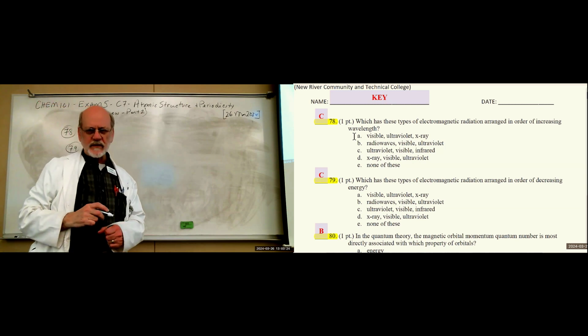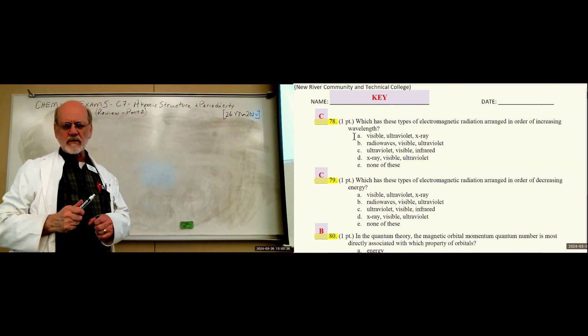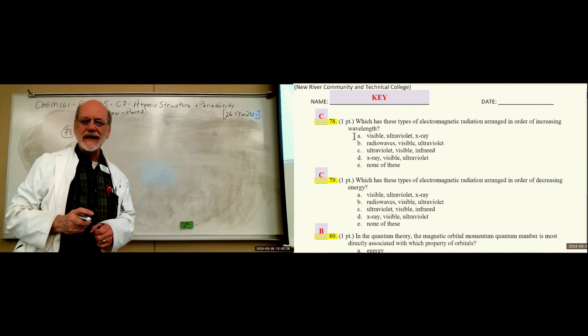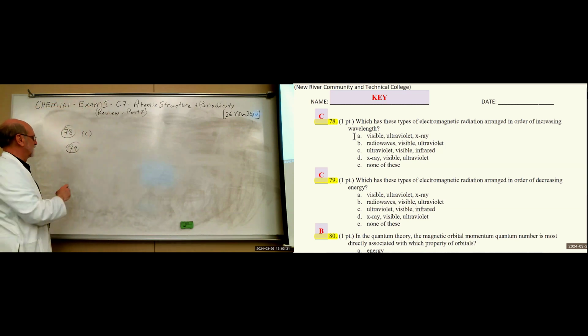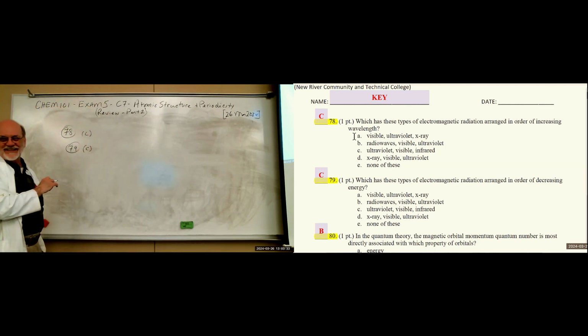Which of these types of electromagnetic radiation is arranged in order of decreasing energy? Same thing, right? We've already answered that question. We answered 77, 78, 79, all of them. Okay.